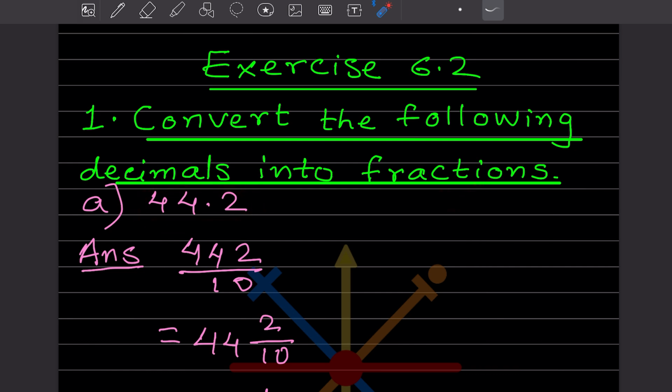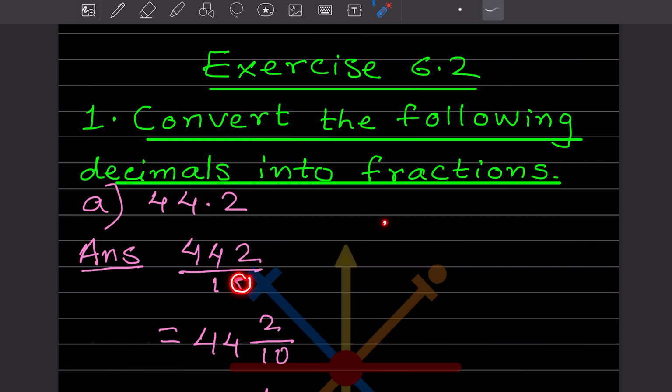So what are we going to do? First, we are not going to look at this point. We'll just think of a number. So we are going to write this whole number without a point. That will be 442. Now we will see after this point, how many numbers are there? We have one number after the point. So we are going to divide it by 10.